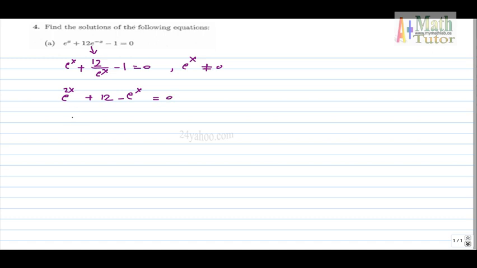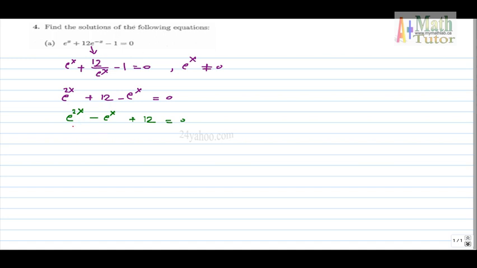And then order the equation. This is a trinomial, three terms. So we order from the highest exponent to the lowest. Then you try to factorize. Find two numbers whose multiplication is 12 and their addition is minus 1.